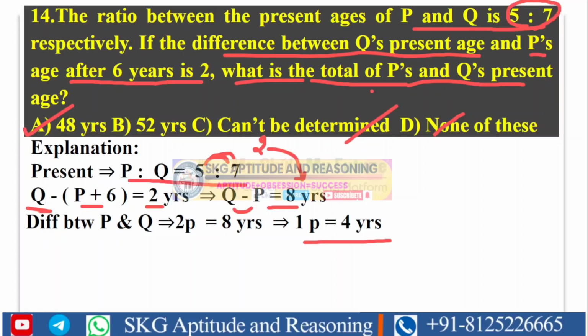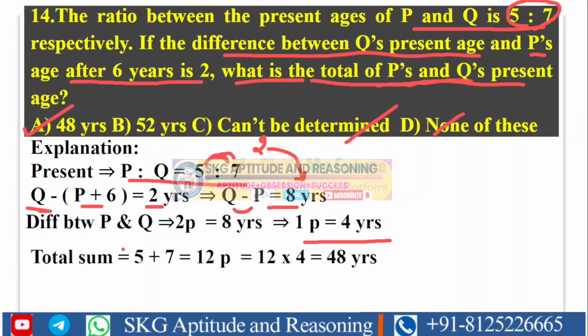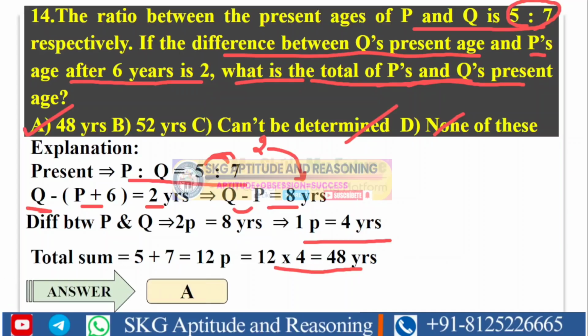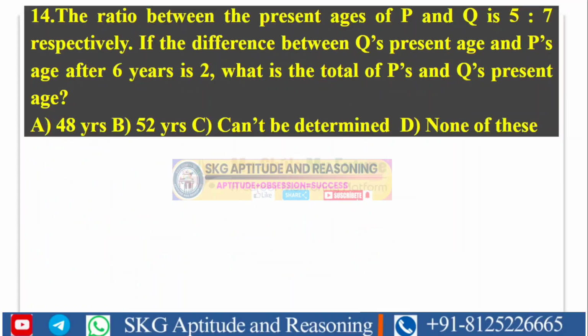What are you asking in the question? P and Q present ages. So the P and Q present age is 12 parts. So 12 fours, 12 parts, so 12 fours is 48. I already told you that if you remember the divisibility rules, you can also solve this question even if the statement seems very complex to you. The answer for this particular problem will be option A, that is 48 years.